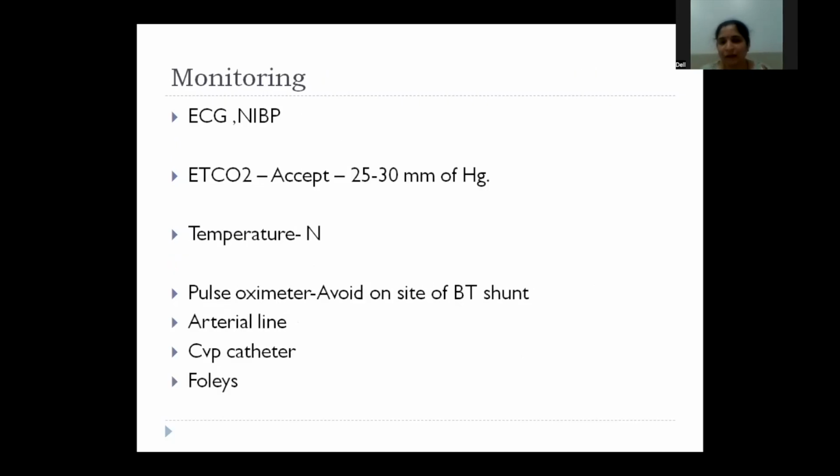Monitoring, when we take the patient inside the operation theater, non-invasive monitoring, ECG, NIBP, ETCO2 is a must. Temperature should be normal. Pulse oximeter we have to put, and if the patient is having a BT shunt, then avoid it on the same side. If the surgery is indicated, the disease is severe, and we need continuous blood pressure monitoring, we can put arterial lines, CVP catheters, and Foley's to monitor the cardiac indices.